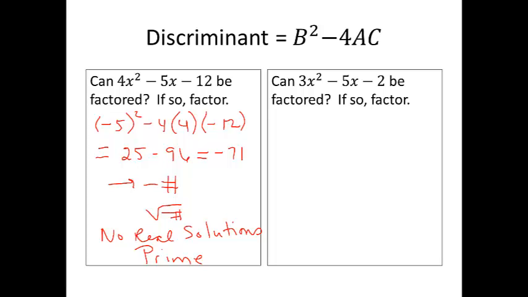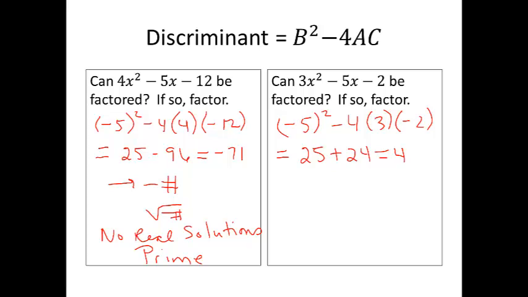If we take a look at our second example, I want to do the same thing, the discriminant. In this case, I'm going to take negative 5 squared minus 4 times my a, which is 3, times my c value, which is negative 2. This is going to give me 25. Minus times a negative is going to give me a positive. 4 times 3 times 2 is 24. This equals 49.